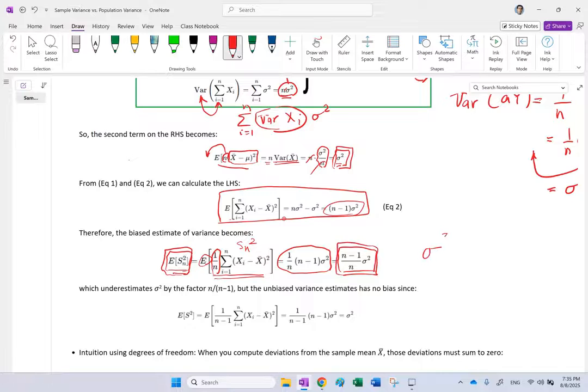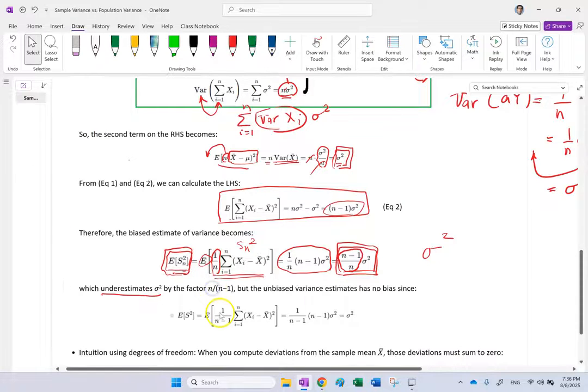It's not going to be sigma squared. It's this underestimated version of it, which is n minus 1 over n. Okay, and here I need to clean this up. It's n minus 1 over n, really, not n over n minus 1.